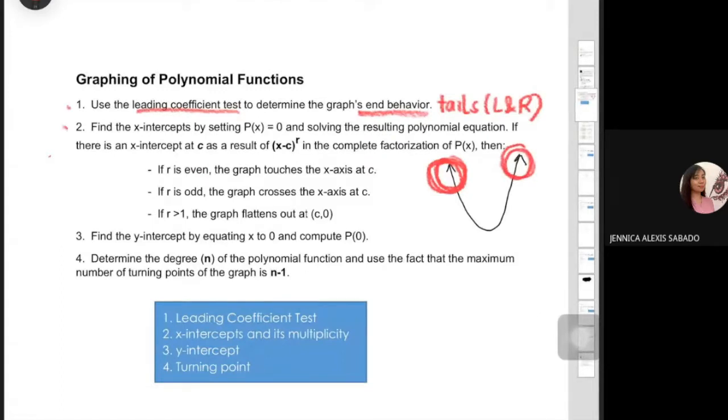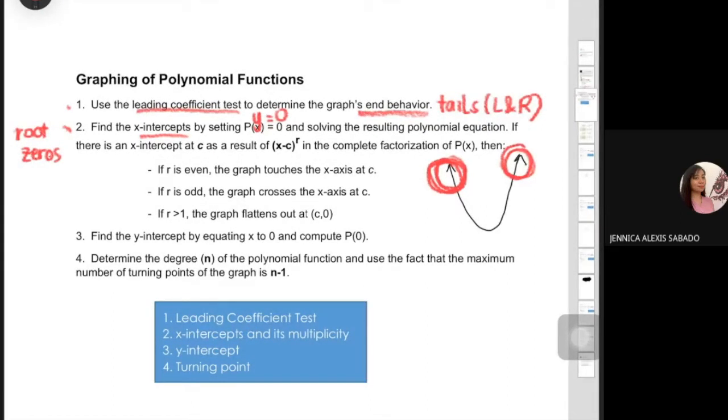Step 2. Sa step 2 naman po natin, we have to get the x-intercepts. When we speak of x-intercept, we are just letting the value of y equal 0. So, kapag y equals 0, ibig sabihin, we also call these intercepts as roots of your polynomial or the zeros. Kailangan nyo rin pong i-take note ang multiplicity ng inyong roots.